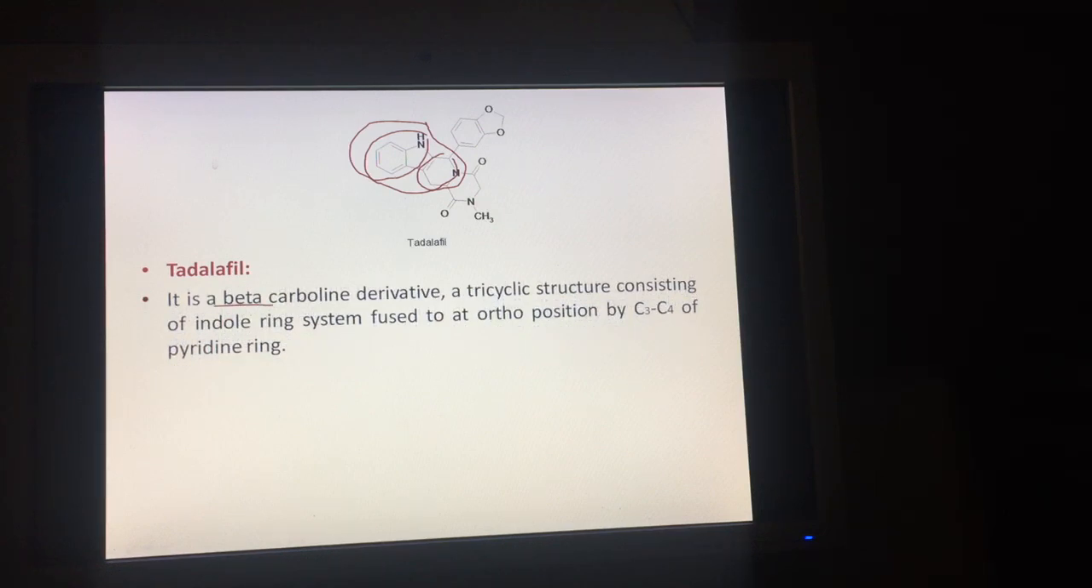As we have discussed, carboline is the name given to this tricyclic ring system, and in the case of tadalafil, this is a beta-carboline derivative. It is a tricyclic structure consisting of an indole ring system fused at the ortho position by the C3 and C4 of the pyridine ring system. Tadalafil is a selective inhibitor of phosphodiesterase type 5.